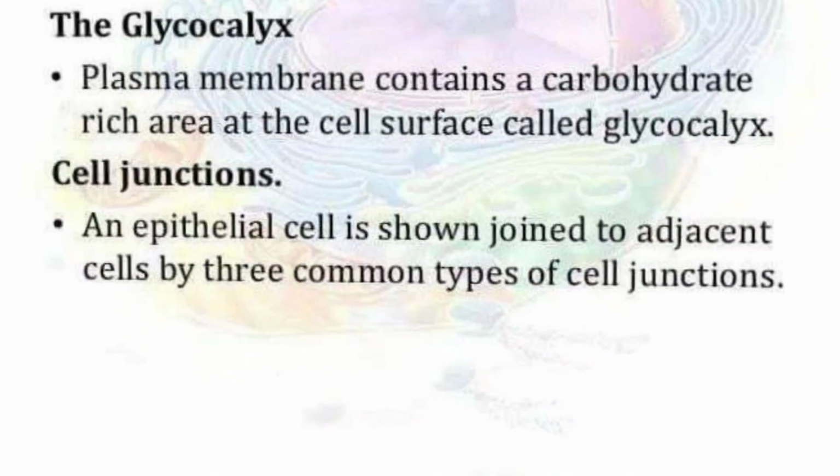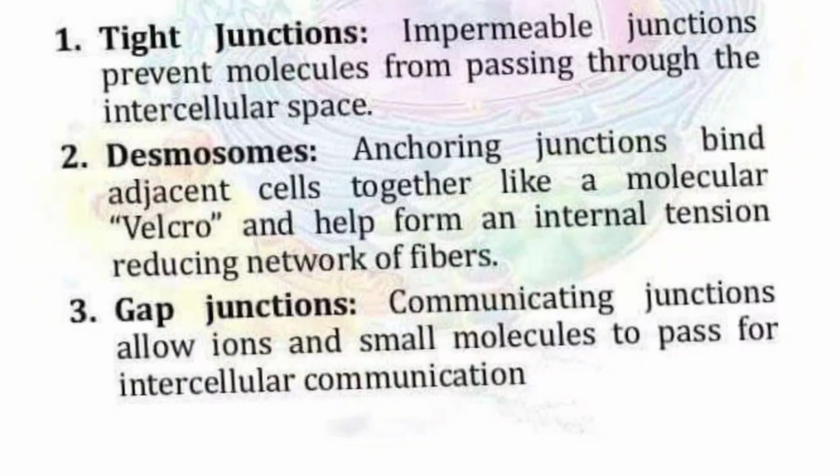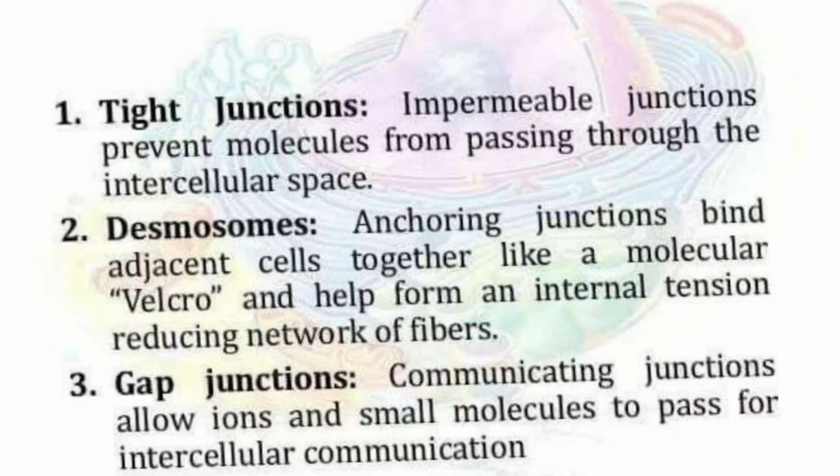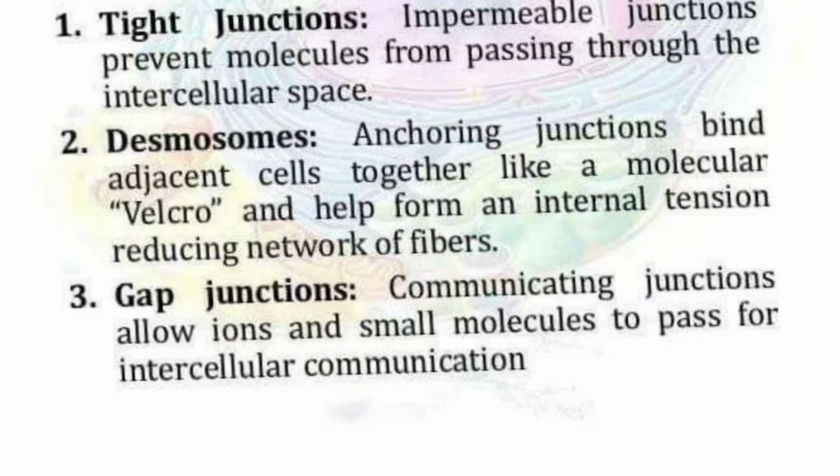Cell junctions. An epithelial cell is joined to adjacent cells by three common types of cell junctions: tight junctions, desmosomes, and the third is gap junctions. Tight junctions, impermeable junctions, prevent molecules from passing through the intercellular space. Desmosomes, anchoring junctions, bind adjacent cells together like Velcro and help form an internal tension-reducing network of fibers. Gap junctions, communicating junctions, allow ions and small molecules to pass for intercellular communication.